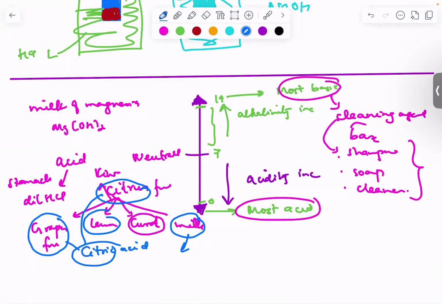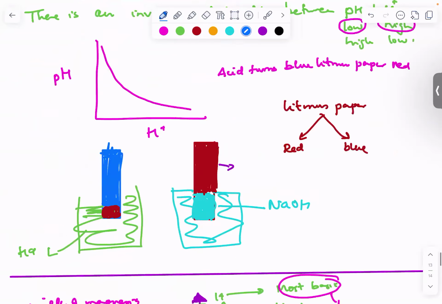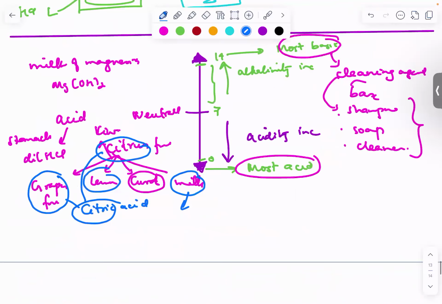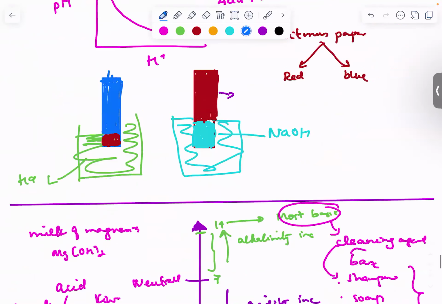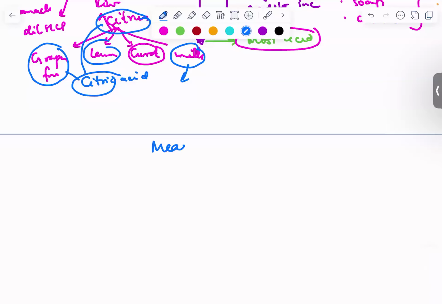After that, they have given measuring pH, that is, how pH is measured. There is another way. First, I told you about the litmus paper. I don't know whether they have mentioned it or not, but I'll tell you a variety of things. I only told you the things which are important for you, that are going to help you in the paper. Measuring pH: pH can be measured in three ways.